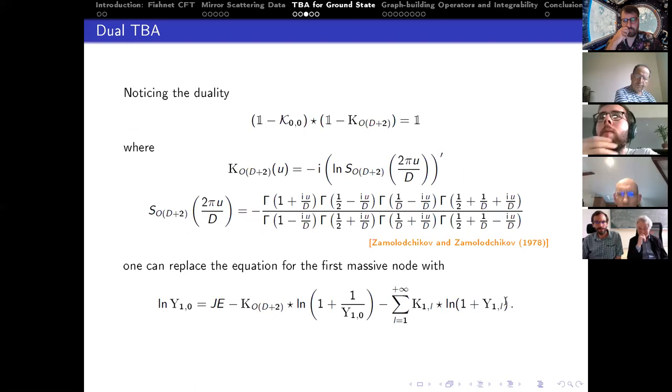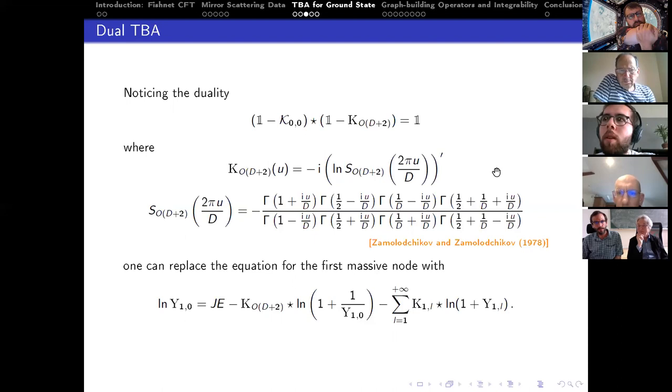Okay. So now I would like to mention that there is actually a dual form of this TBA, and this was first noticed by Benjamin Basso and Zhang. By Basso and Zhang in four dimensions. But actually, this duality holds in any dimension with any anisotropy parameter, because it relies partly on this observation that the kernel we have here that comes from the R phase of the S matrix is actually related to the kernel of the OD plus 2 sigma model S matrix from this paper. See, it satisfies some simple equation.